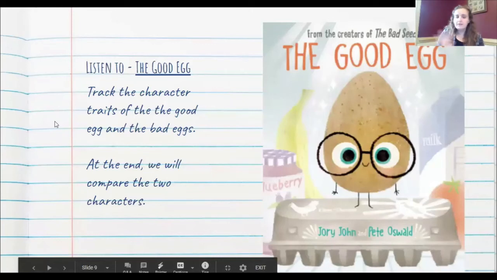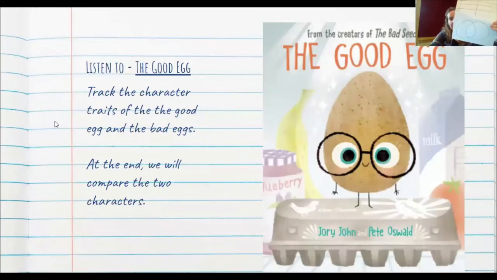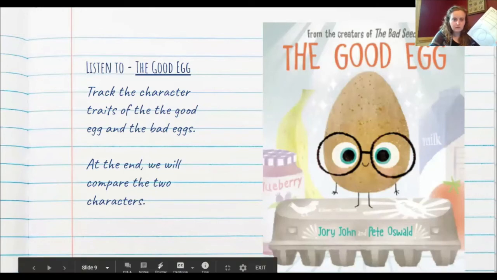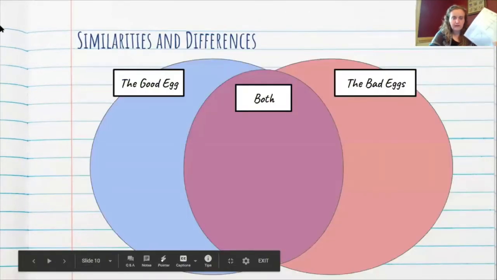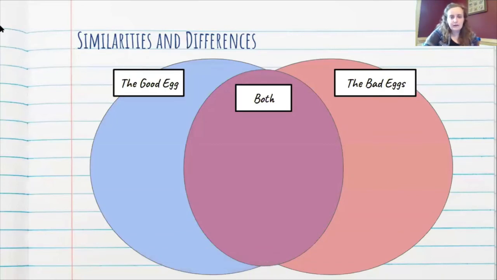All right, so you should have your chart filled out. At the bottom of your chart, I want you to make a Venn diagram that looks like this. You're going to set up a Venn diagram and label it with your two circles. So label one the good egg, and label the other one the bad eggs, and then your middle one is going to be both.